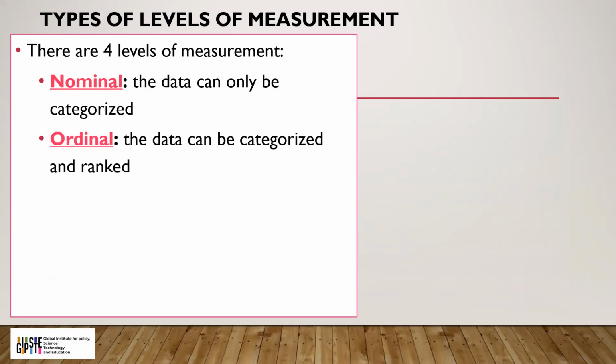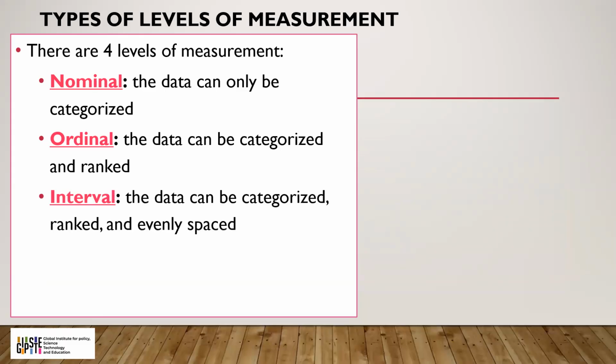We also have what we call ordinal. For ordinal level of measurement, the data can be categorized and ranked. A typical example for ordinal type of data includes socioeconomic status and satisfaction rating and several other variables that can be ranked or rated, especially when you are dealing with Likert scale type of instruments.